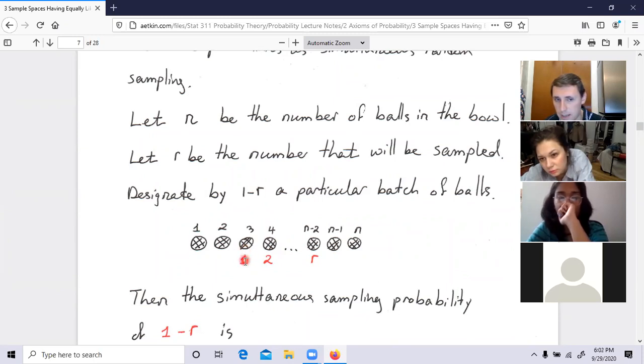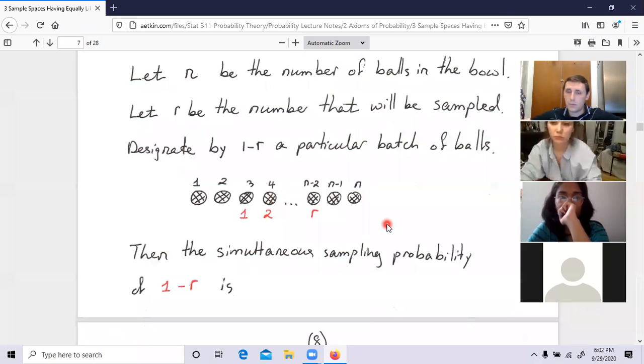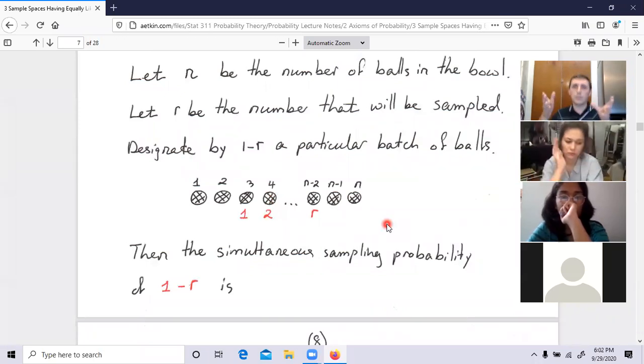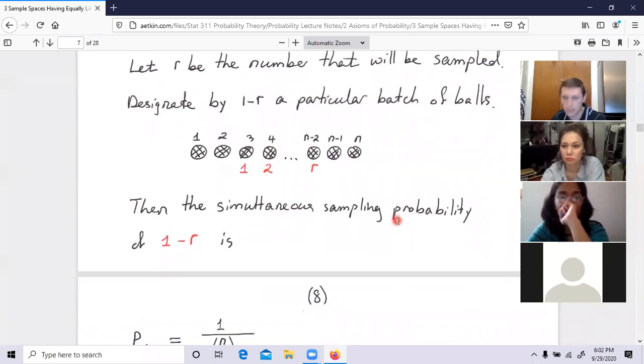I give them extra numbers, the red numbers 1, 2, up to R. So in this case, I just picked 3 to be red 1, 4 to be red 2, and so on. Good. But the idea is I have a bunch of balls. There are n of them. I want to prove that the probability of selecting a particular collection of R balls is the same if I do the sampling sequentially, or if I sample simultaneously, or ignore that sequential sampling has happened, right?